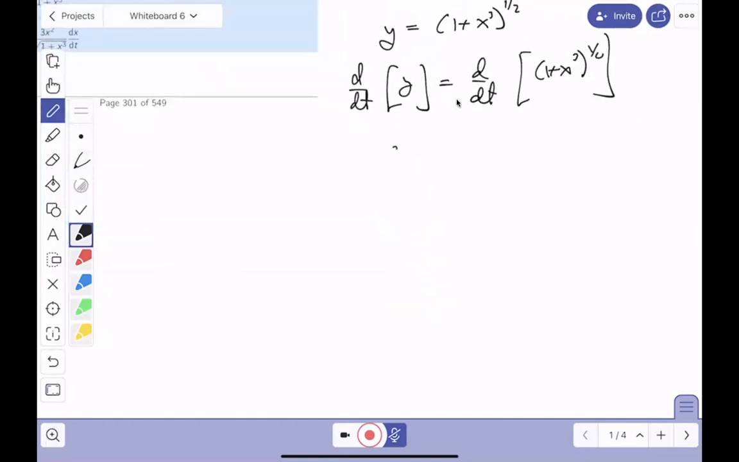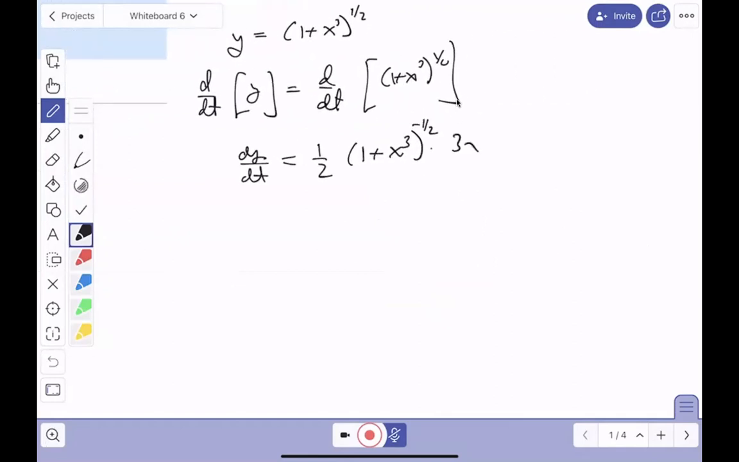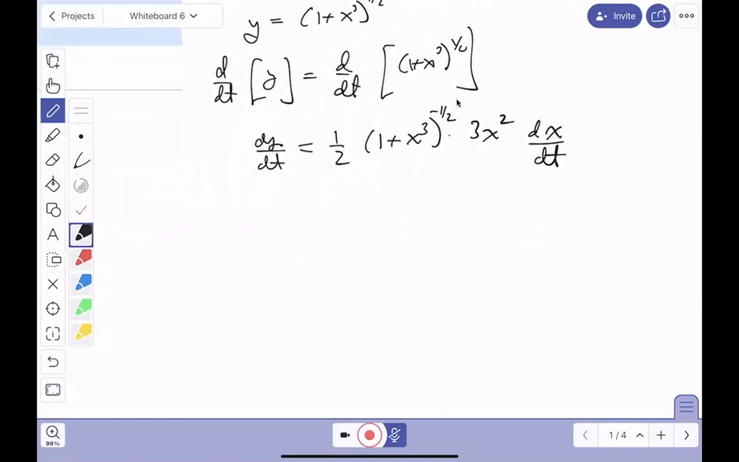What do you get? Well, you get dy/dt. That was easy. Then we go over here. You get 1/2 (1 plus x cubed). Well, let's see. You take away 1 from 1/2, you get -1/2. And the derivative of the inside is going to be 3x squared. And then what do you put down? dx/dt. Well, let's write down what we know. And what do we know? We know dy/dt at that point in time is 4 centimeters per second. I'm not going to use the unit, though.